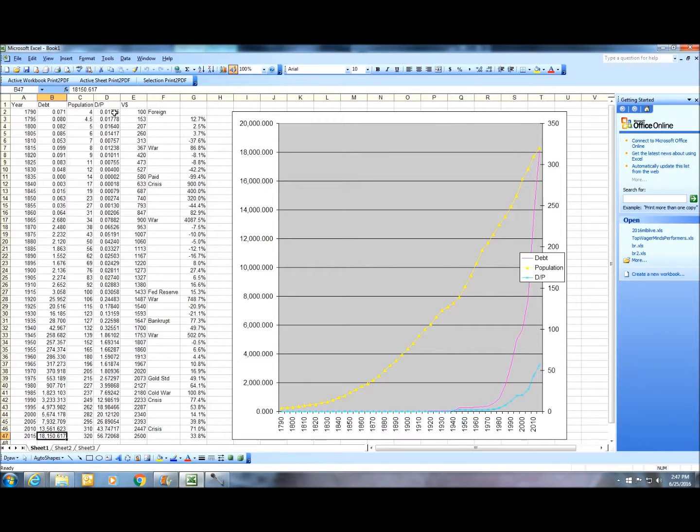I also put the debt per person. Our population started off at 4 million and has grown up to 320, 330 million probably now. And the debt per person has grown, so now we each owe over $56,000. But this is what it's been in history. It's just been a growth in terms of debt, and that's how we've been living. You get positive stuff out of debt. It keeps the economy going and stuff like that.